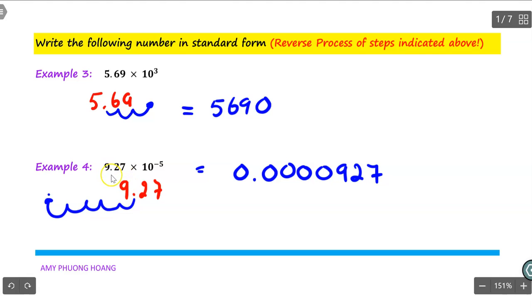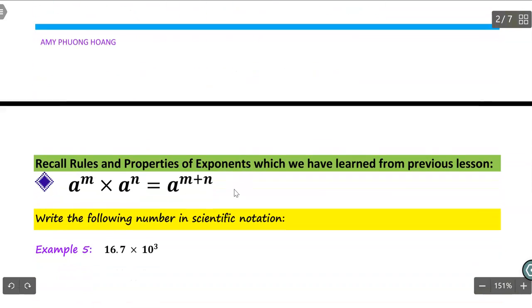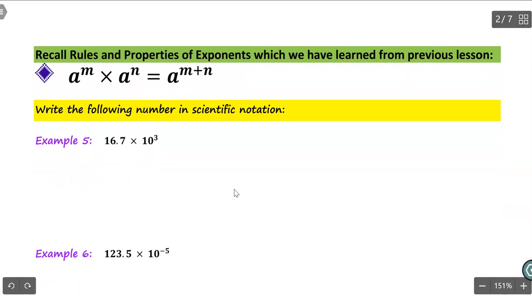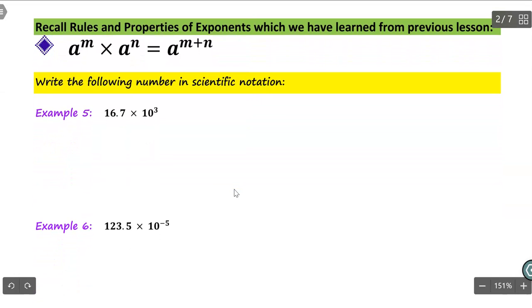And also we've learned about significant digits. So in this case, if you write your number in scientific notation, it's easier for you to identify the significant digits. Alright, okay, so let's move on to the next example. The next one is about working with scientific notation, but involving the exponent rule.